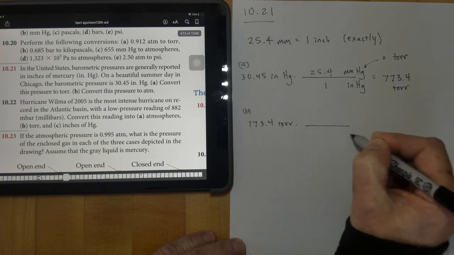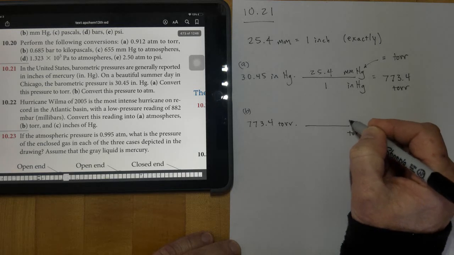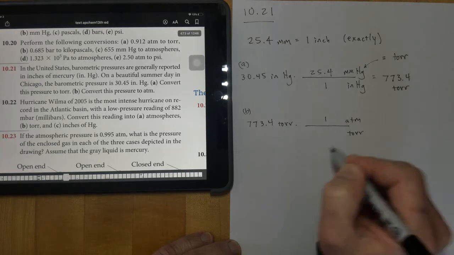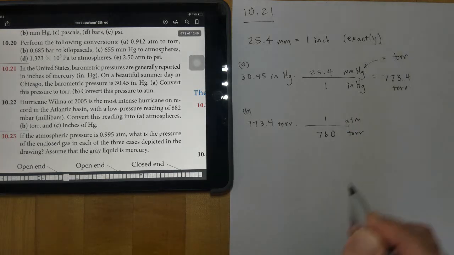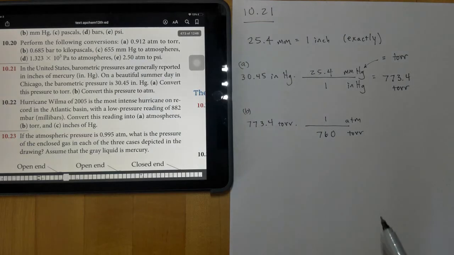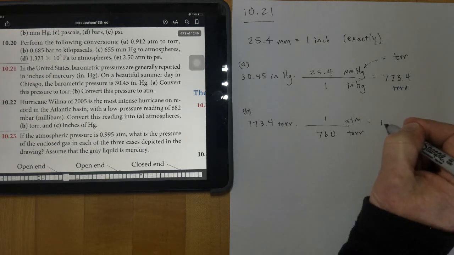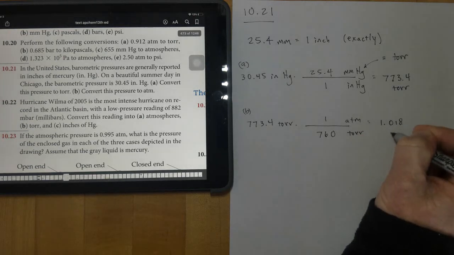Put a multiply sign, put a line, put torr in a position where it's going to cancel, and then let's put that to atmospheres. And in 1 atmosphere, there are 760 torr. And if you forgot where to find that, remember right down here on your periodic table, there's a bunch of those relationships right here. And then when you divide those two, you end up with 1.018 atmospheres.